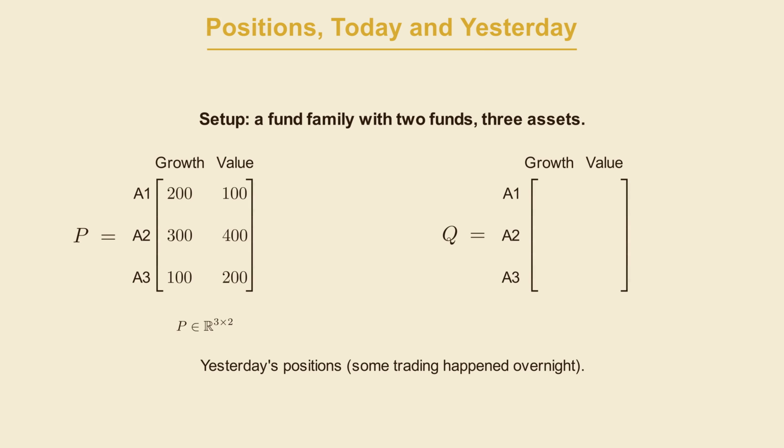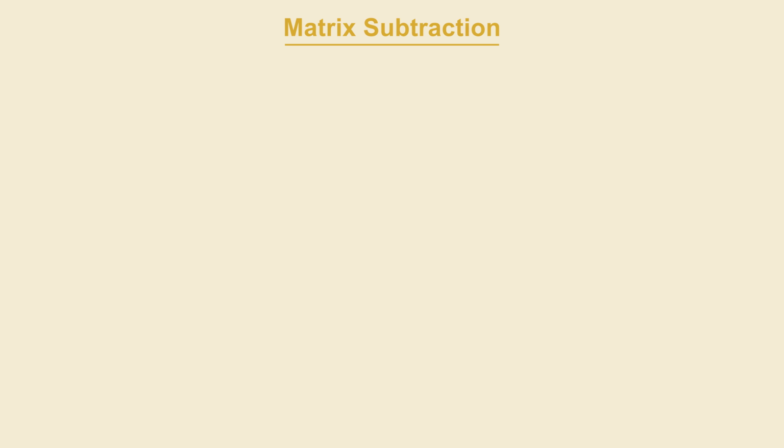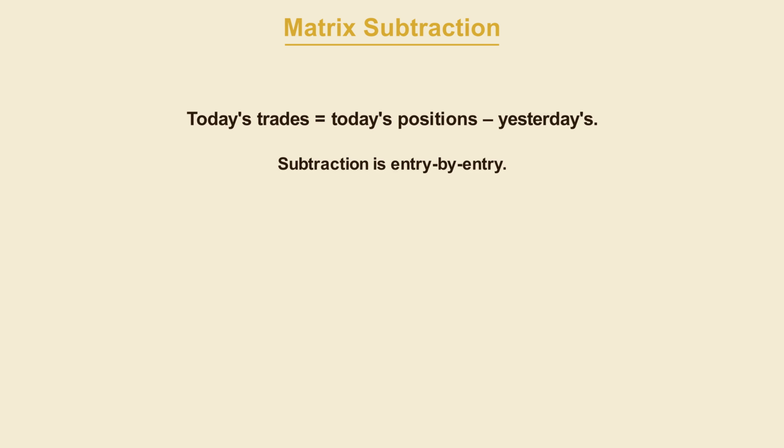Yesterday's position matrix Q is slightly different, since the funds traded between yesterday's close and today's. Yesterday, asset 1 was 150 in the growth and 100 in the value. Asset 2 was 350 in growth and 350 in value, and asset 3 was 100 shares in growth and 250 in value. Q is also a 3 by 2 matrix. The first thing we want to know is what trades happened overnight, the difference between today's positions and yesterday's. Matrix subtraction will tell us exactly that.